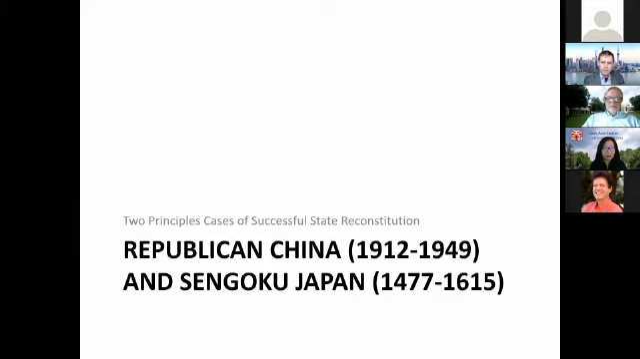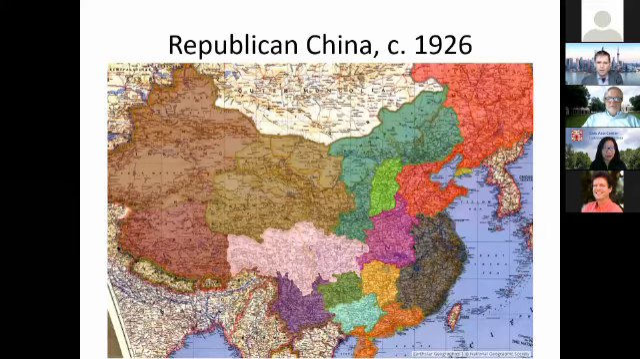So let's look at the two cases that I primarily use to develop this theoretical framework. By and large these were used inductively on my part, but I think the theoretical framework does a pretty good job of explaining why these two cases did result in successful state reconstitution. So this is a map of Republican China circa 1926, showing the various warlord groups.